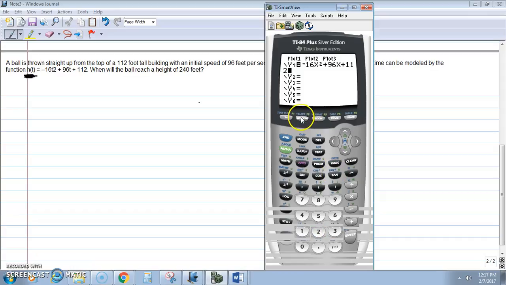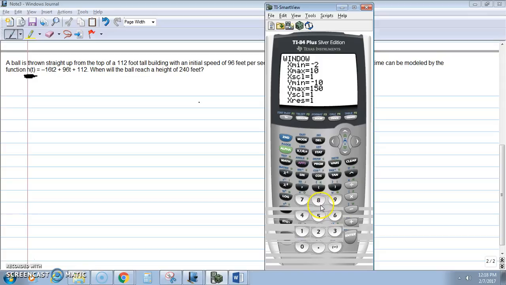Cool. Now let's go to our window and we don't care about negative seconds. So I'm just going to make my x like a -2 so that I have a little bit of negative there. And my positive seconds, this thing's going pretty fast. I'm going to leave it at 10 and see how that works. This x scale means I'm going to count by 1. I'm going to use my height minimum, -2. I don't care about below ground, so -10 should be good. If my initial height is already 112 feet, maybe I'll make this 150 just to see where that is.